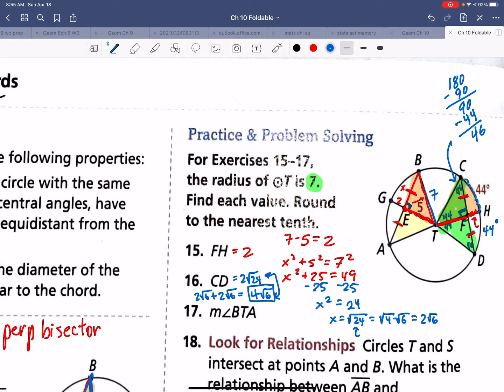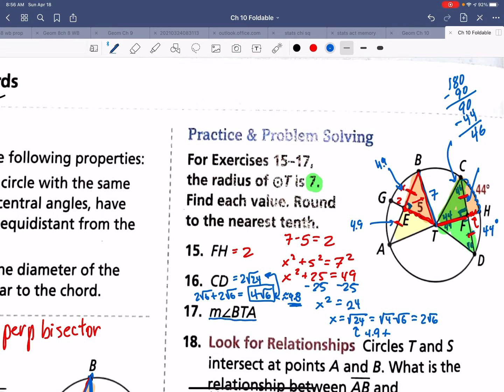If they ask for a decimal, no problem. What's the square root of 24? So the square root of 24 is 4.9. And that's a number that makes sense, that's 4.9. So this was 4.9 and that's 4.9. So if we add them together, we get about 9.8. Okay? So whether it's an exact answer or a decimal, we're prepared for any type of question.